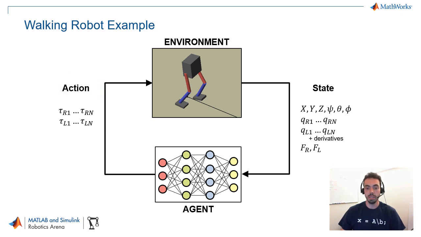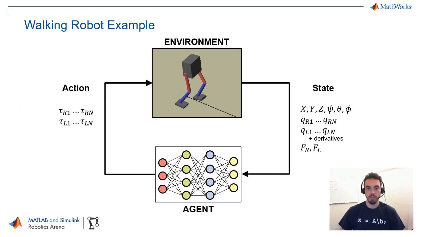For our example, the state is a set of values that we've chosen. And for us, it's going to consist of the translation and rotation of the robot body, the joint angles of each leg, and all their derivatives, as well as an indicator of the normal force on the left and right feet to tell you whether or not that foot is in contact with the ground. With those measurements, the agent will then produce an action, which we've chosen to be the torques applied at each of the joints of the robot's legs.